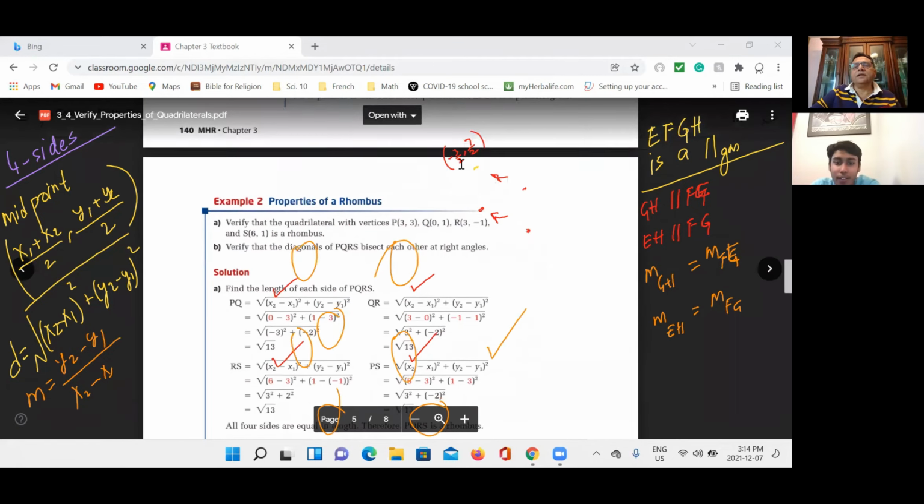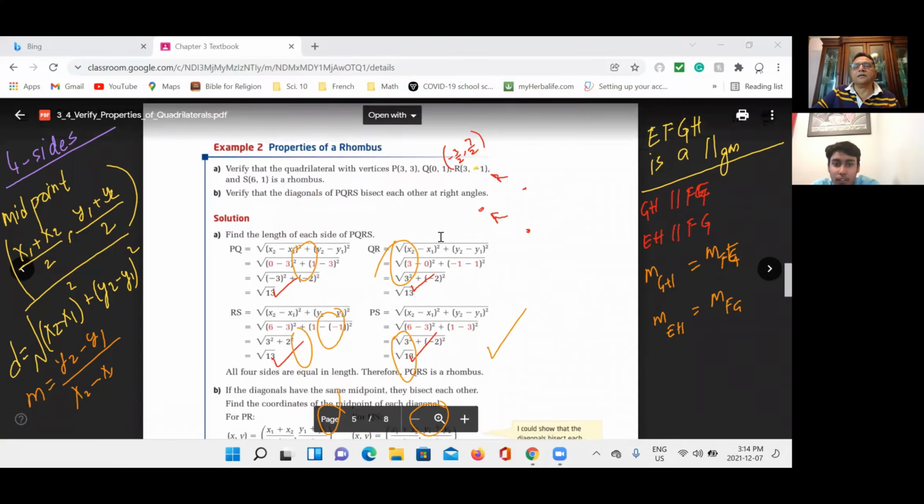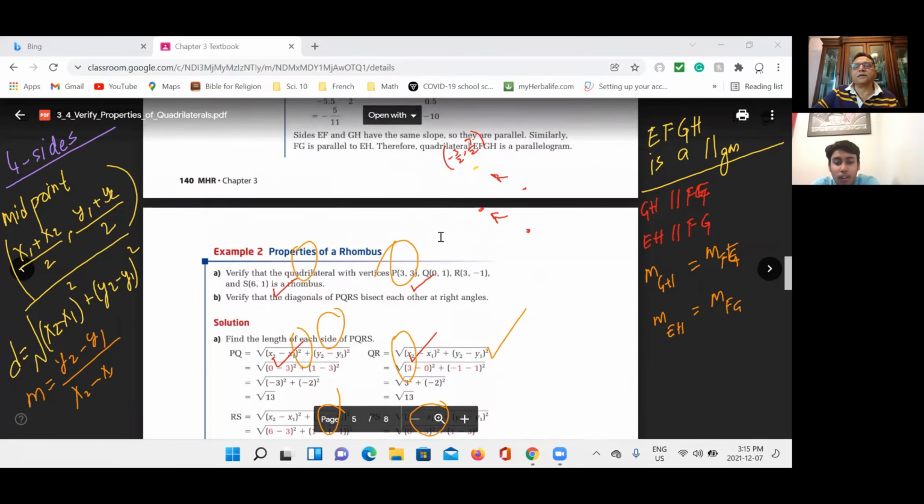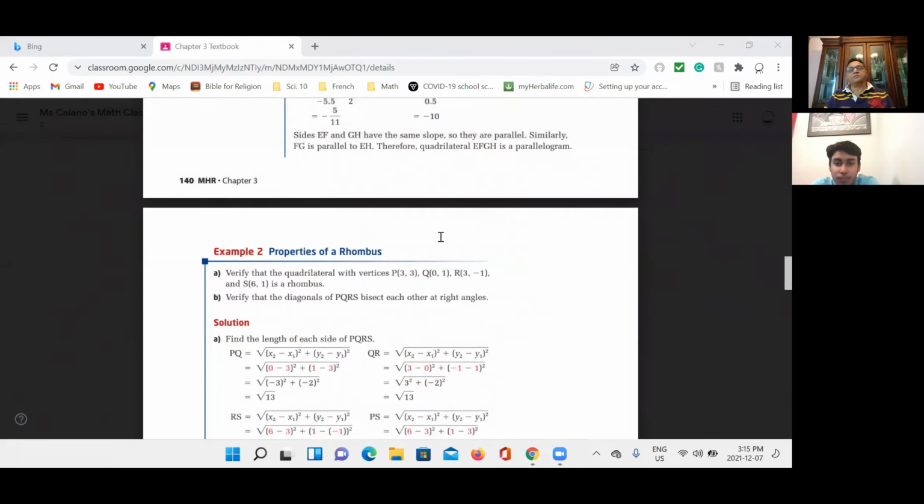Now, it is very important to use one of these strategies because, as you can see, in examination, time is a big constraint. You get the idea. Yes, sir. So therefore, we cannot really do all the things every time. That's why slope is the fastest way of getting to the proof that it is a parallelogram. Perfect. Now let's look into the next example.